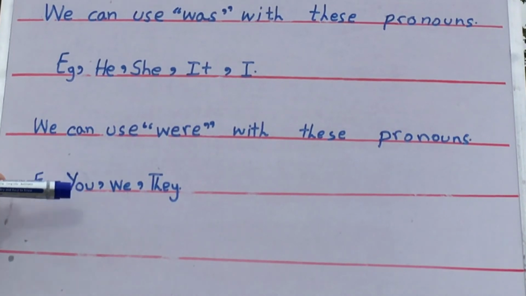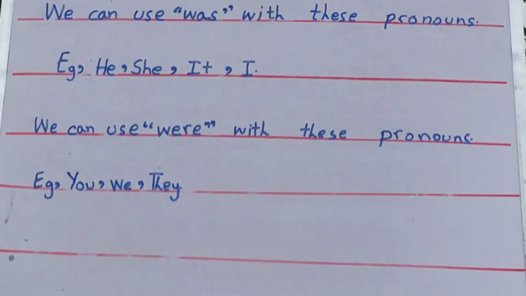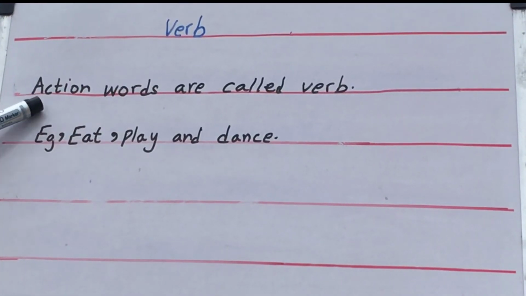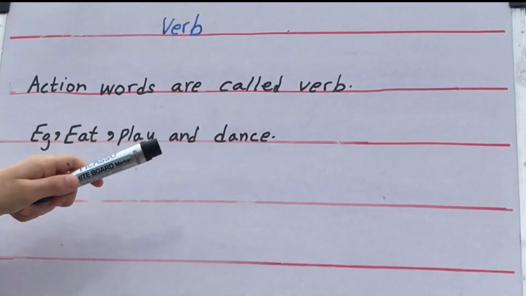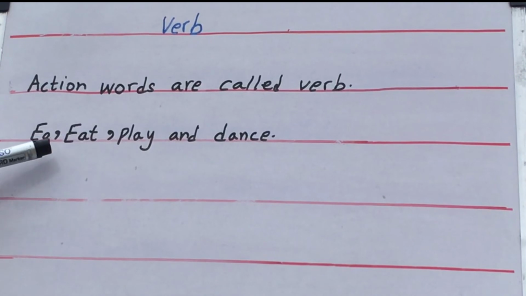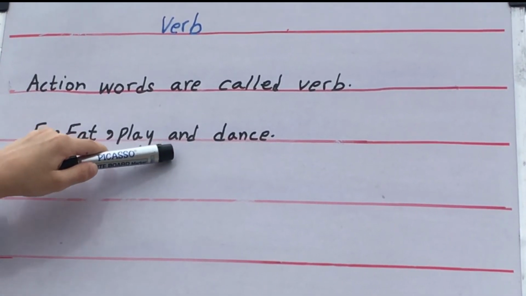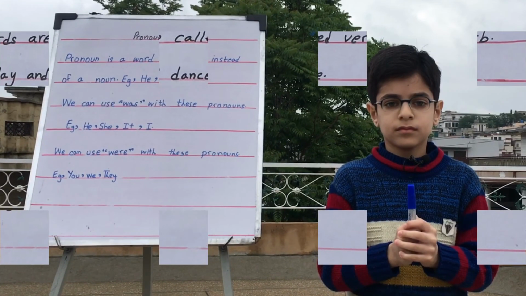Example: you, we, they. Verb. Action words are called verb. For example, eat, play and dance.